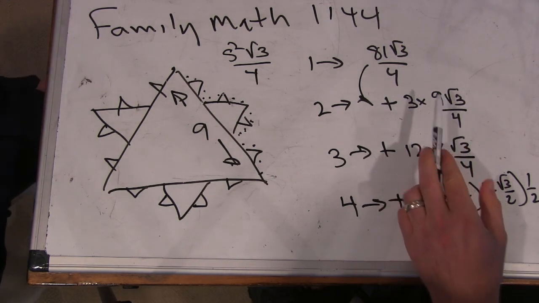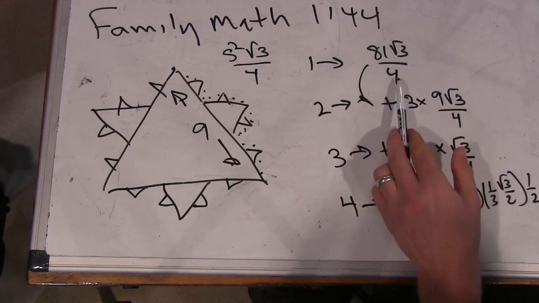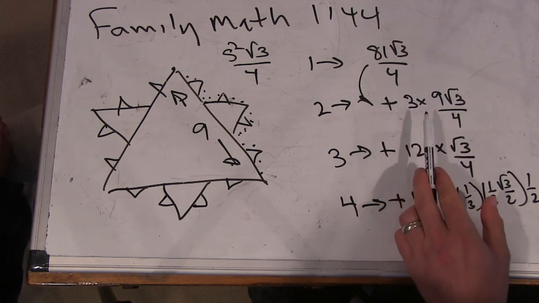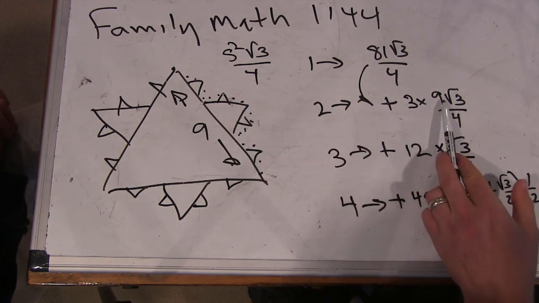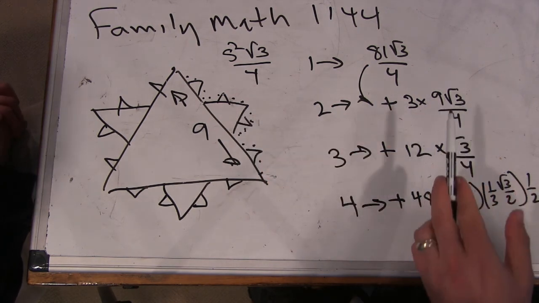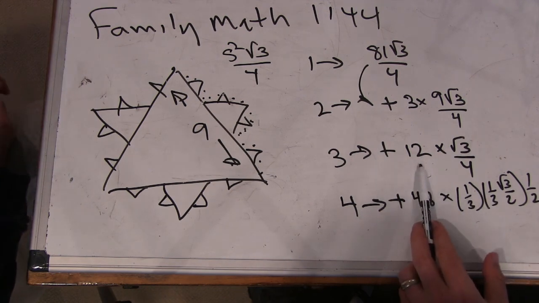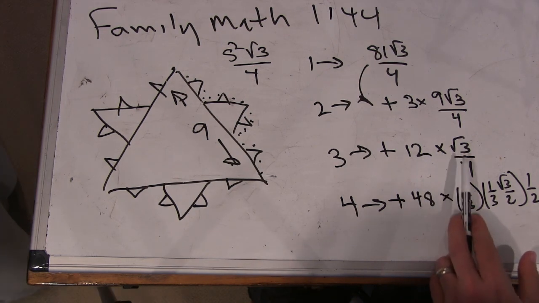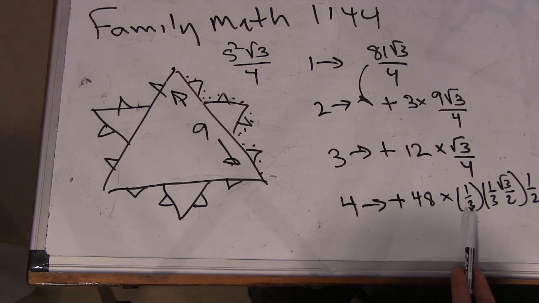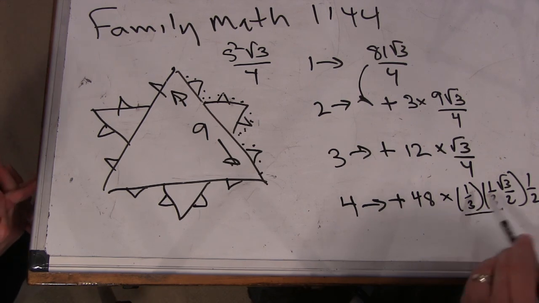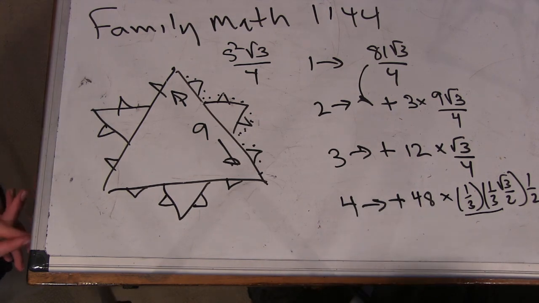At step 1, we just had one triangle with side length 9. We got 9 squared, square root of 3 over 4. Then we were adding on 3 of these triangles whose side length was 3, so 3 times 9 root 3 over 4. Then we had 12 adding on, and they were side length 1. And then we were adding on 48 times 1/9 times root 3 over 4. Okay, yeah, so root 3 over 36.